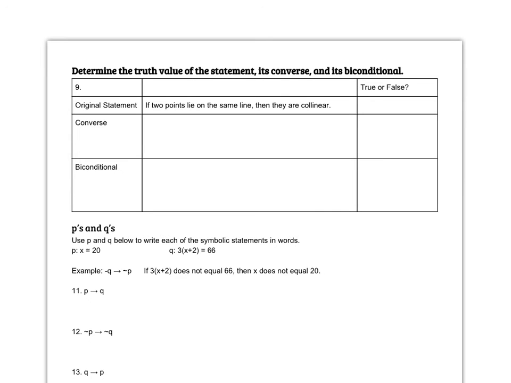I also want to talk with you just a little bit about biconditionals. To write the biconditional of a conditional statement, start by writing the converse. So our original statement said, if 2 points lie on the same line, then they are collinear. And this is true because this is the definition of collinear. It's just 2 points on the same line, right? Or more than 2 points in the same line can also be collinear. So our converse says, if 2 points are collinear, then they lie on the same line. And this is also true for the exact same reason. That's the definition of collinear.